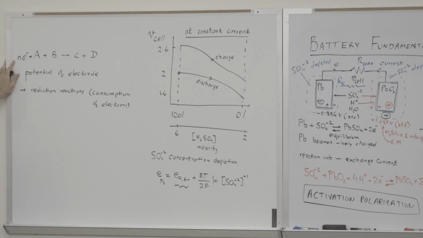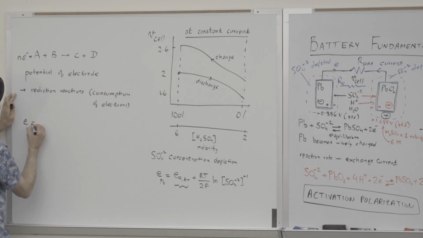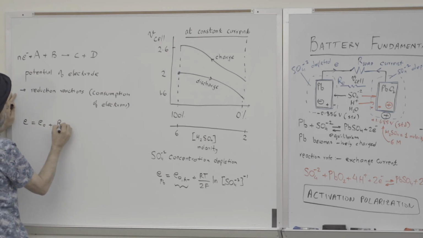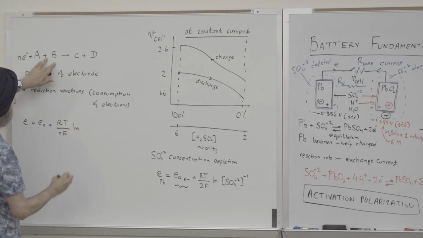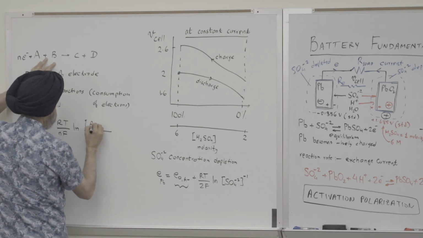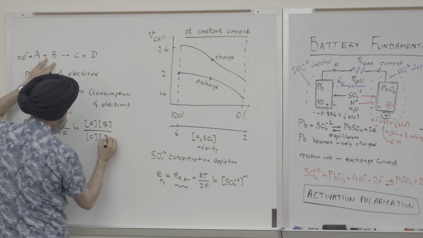So any reaction where electrons are being consumed is a reduction reaction. You might say, oh my God, this is all chemistry. But I promise you, most PhDs in chemistry don't know this stuff. They've had one lecture on it, just like you. So you have a reaction like this. When the electrons are being consumed, it's a reduction reaction. So now, what is the potential across this electrode? The potential will be E is equal to E naught plus RT over nF log of the concentration of A times the concentration of B over the concentration of C times the concentration of D.